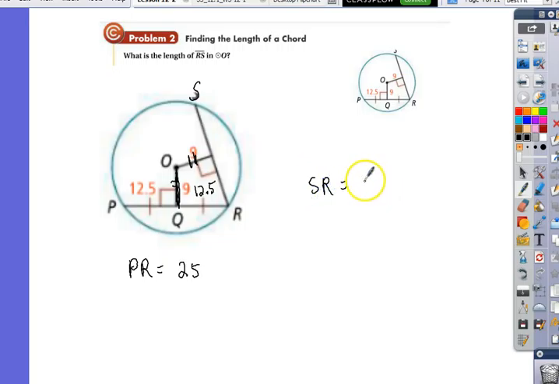It's going to be 25. It's going to be equal to PR, which is also equal to 25. So we can find the value of SR. Now, if we know that SR is equal to 25, what can you tell me about the arc PR and the arc SR? They're congruent. Those arcs are also going to be congruent too because the chords are congruent.